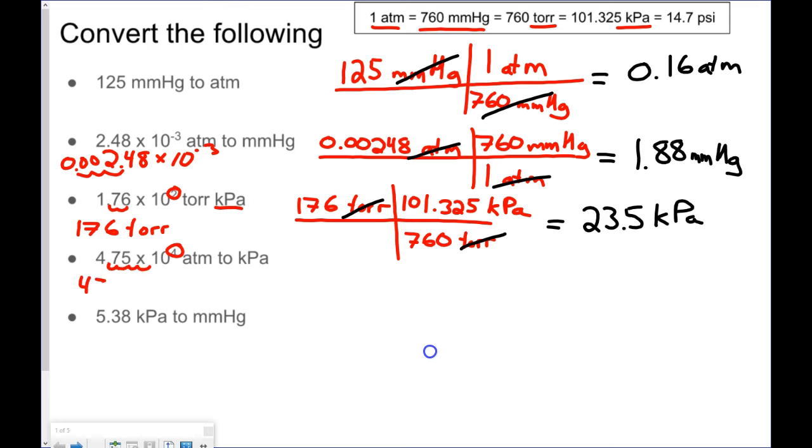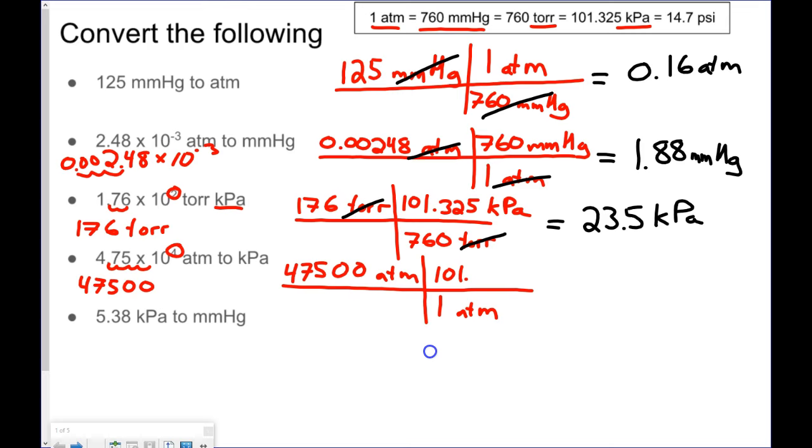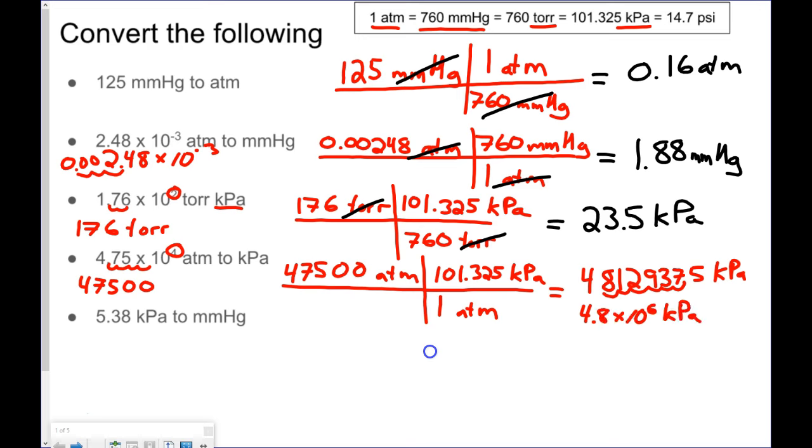Next one, 4.75 times 10 to the fourth, just move that decimal point 4 to the right, that's going to work out to be 47,500 atmospheres. I'm going to use dimensional analysis. 1 atmosphere is equal to 101.325 kilopascals. Cancel out atmospheres, and what I'm left with is, oh, that's a big number there. Let's see, 4.812 times, yeah, that's a lot of kilopascals. So I can simplify that, turn it into 4.8 times 10 to the sixth kilopascals. I guess that was a lot of atmospheres there.